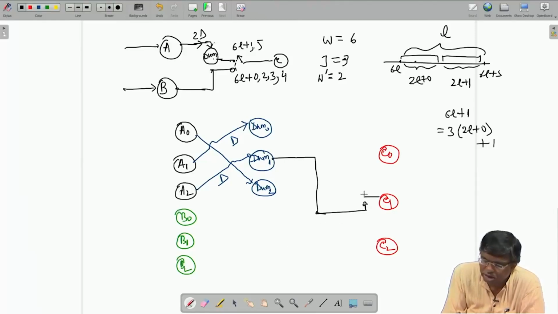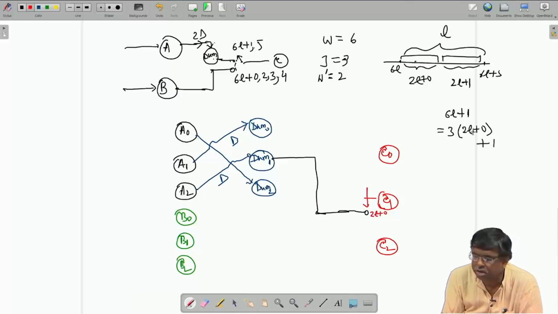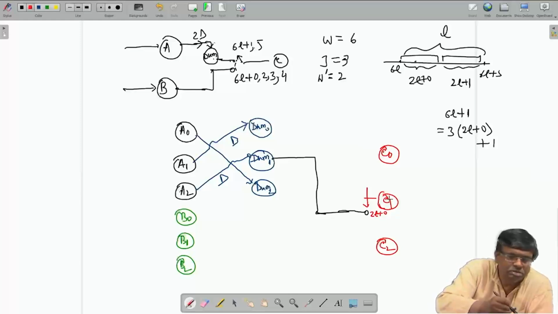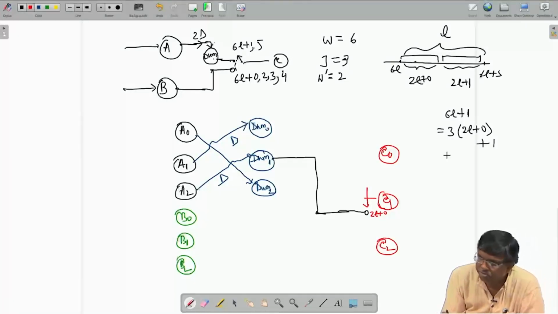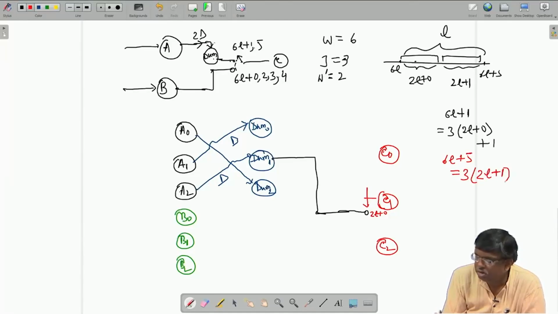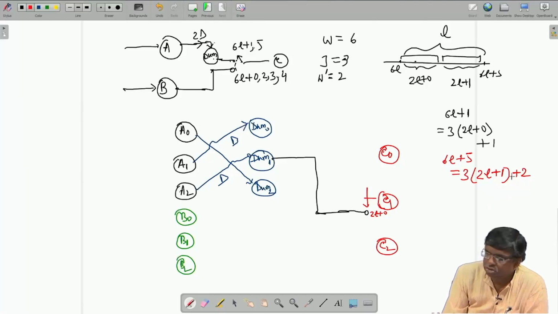C1, actually I am not connecting, I am putting a switch here, because very soon you will see that this is a switch, this is getting connected at 12 plus 0. So, DUM1 is getting connected to C1 at 12 plus 0. Take the next one, that is 6L plus 5. Take 3 common, that is J. So, 2L plus 1 and then 2. So, DUM2 will get connected to C2 at 12 plus 1.